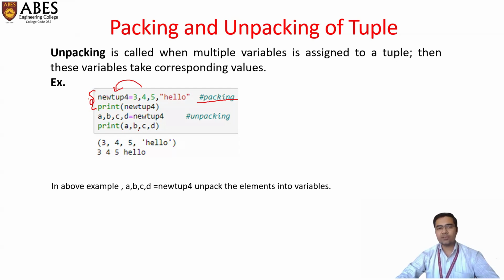But now with the help of this assignment operator, you are putting all 4 elements into the corresponding A, B, C, D variables. You are assigning all the elements of the tuple to individual variables. So this is called unpacking. When we print A, B, C, D, you will get all 4 elements sequentially. So in this example, with the help of the assignment operator, you are assigning all 4 elements into the individual A, B, C, D variables. So this is called unpacking.